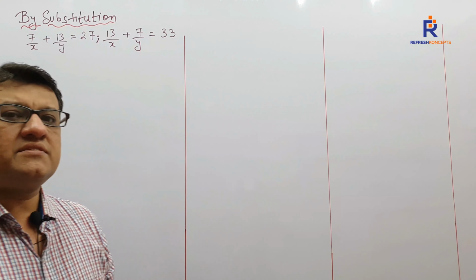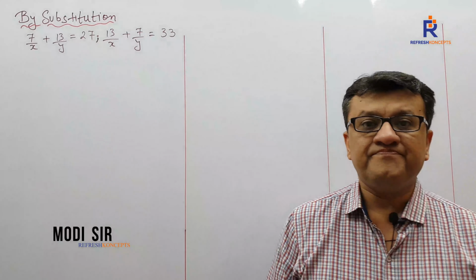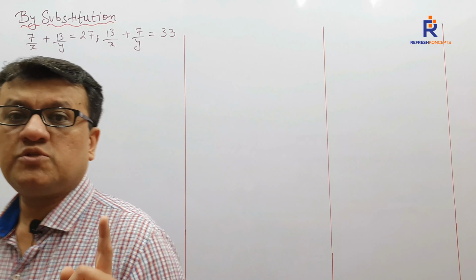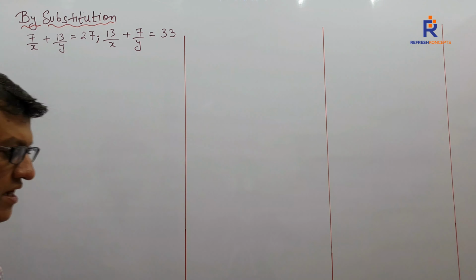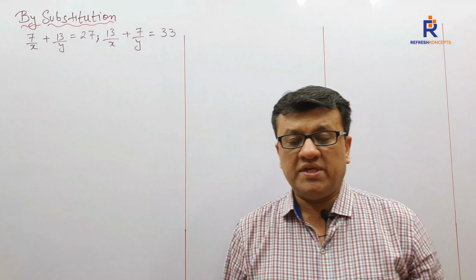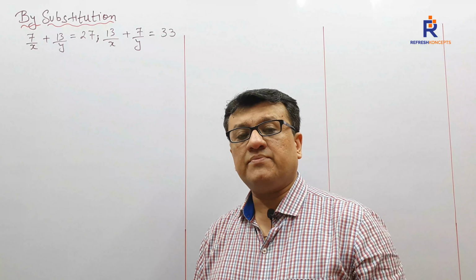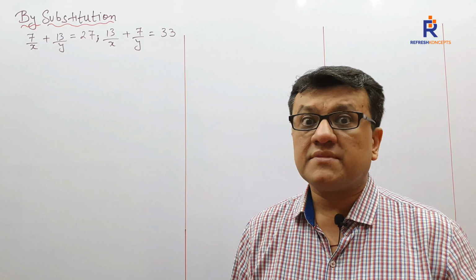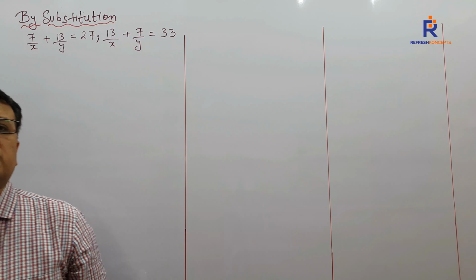Children, now let's take another type of simultaneous linear equation. Mind you, it's not one of the methods, it's one of the types, right? By substitution. So the type is by substitution. Now the question arises: how will I know whether this is a substitution sum, or that I'm supposed to solve this particular sum via the substitution type?